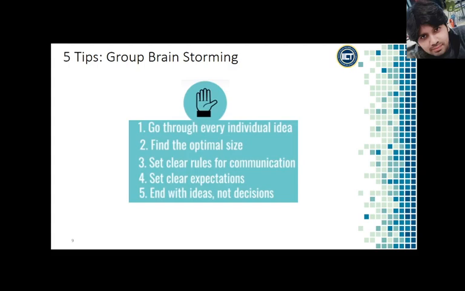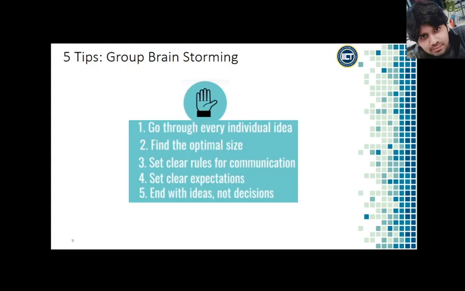Number 2. Find the optimal size. Social loafing occurs when there is a lack of individual responsibility. When you have so many people that not everyone will get to talk anyway, it's easy for disengagement to occur. I would say group brainstorming sessions should generally not involve more than 5 people. If more people need to give perspectives than that, then you can have intermediate groups that then send ideas along to a later group.